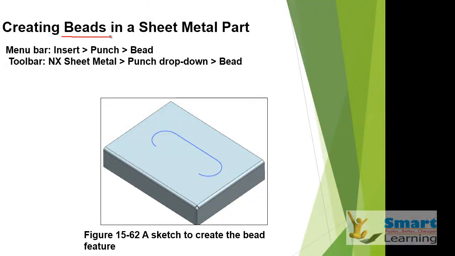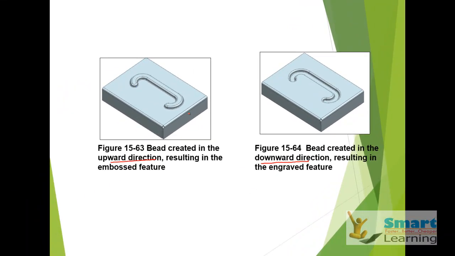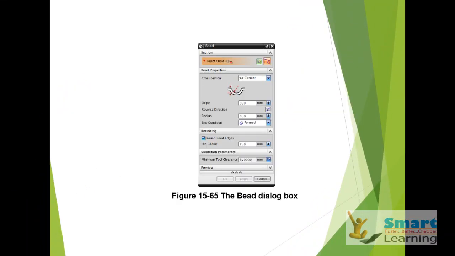Next we'll see how to create beads in your sheet metal. So when you go for beads along that particular path, you can have your form shape either engrooved or engraved in the required directions, that is downward or upward directions, whichever is useful, and you can configure different cross section and you can update this.